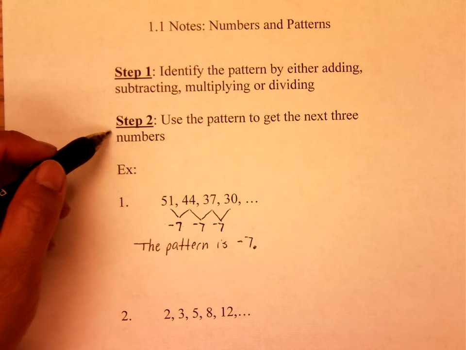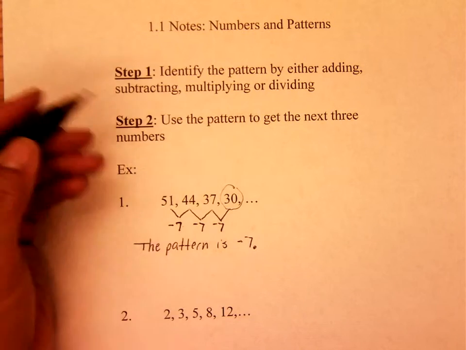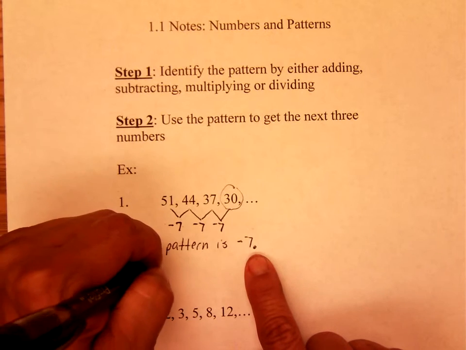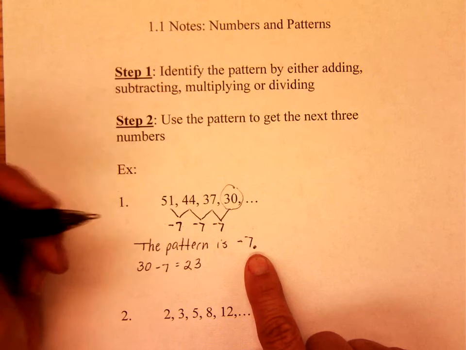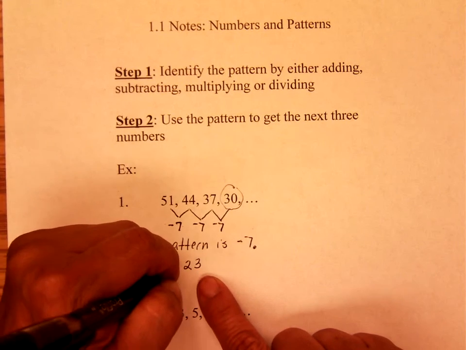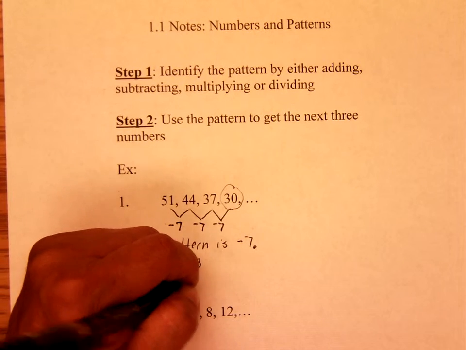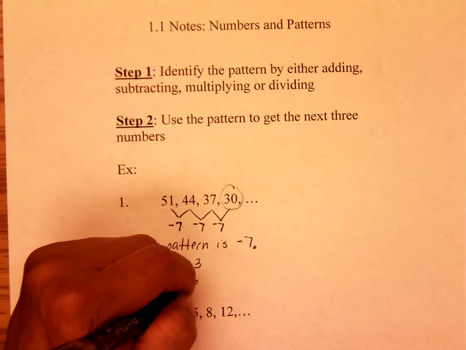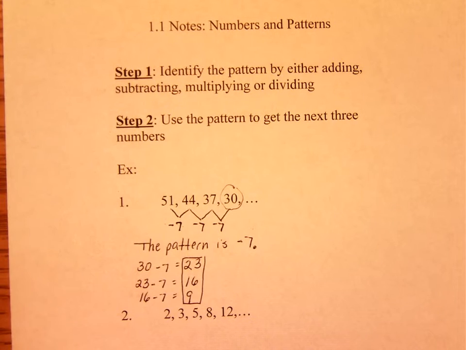After that, step 2 says use the pattern to get the next 3 numbers. So you look at the last number that we had given you. So you write 30. What is the pattern? We said the pattern was minus 7, and that equals 23. You take the last number, 23, minus 7, and you get the answer of 16. You take 16 minus 7, and you get the answer of 9. So the next 3 numbers are 23, 16, and 9.